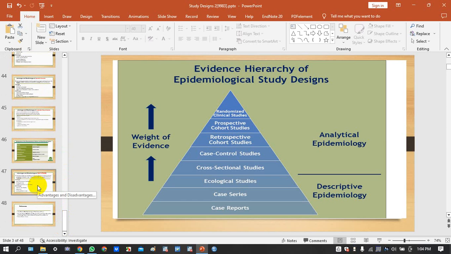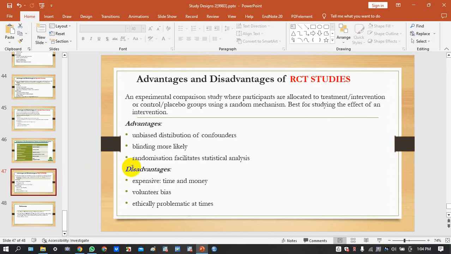We cannot take firm conclusions and generalize your findings to the general population, because the weight of your evidence is very, very low. But with randomized control trials and meta-analysis, the weight of their findings is very strong. A randomized control trial has unbiased distribution of confounders, so confounders like age and others are distributed equally.